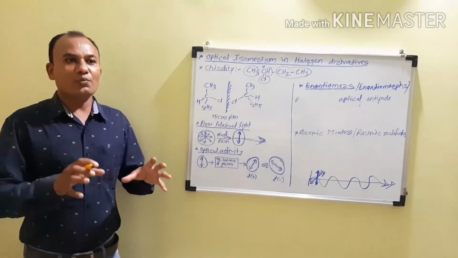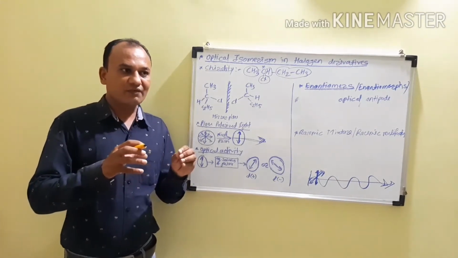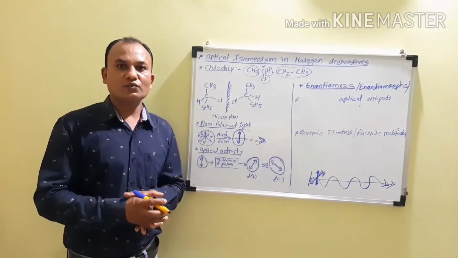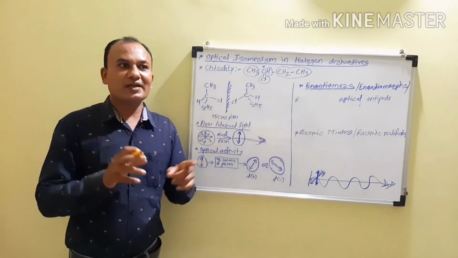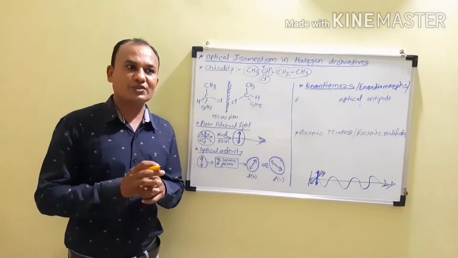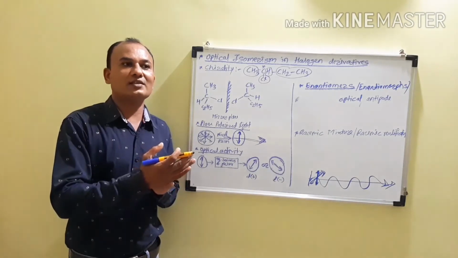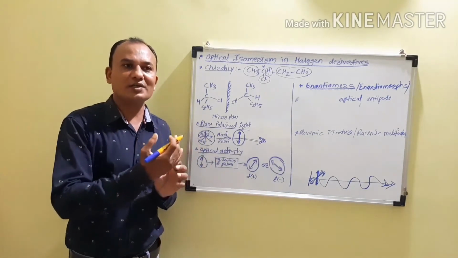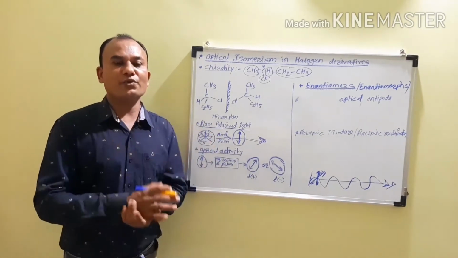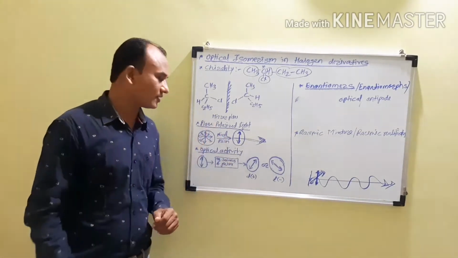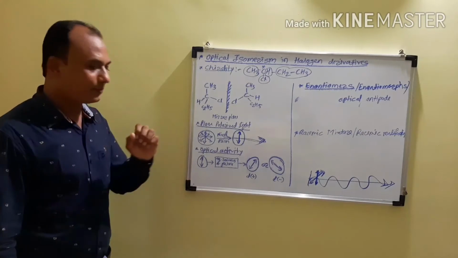Or it is the phenomenon in which when we pass the plane of plane polarized light through a solution of certain optically active substance, then it rotates the plane of plane polarized light towards the right or towards the left. Such a phenomenon is called optical activity. To understand, consider the simple example.